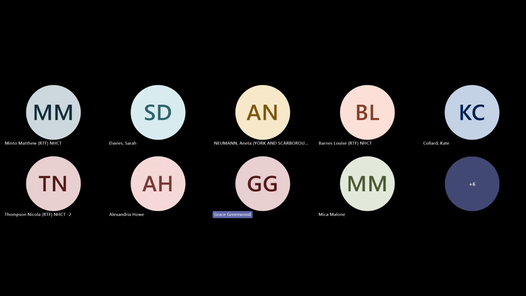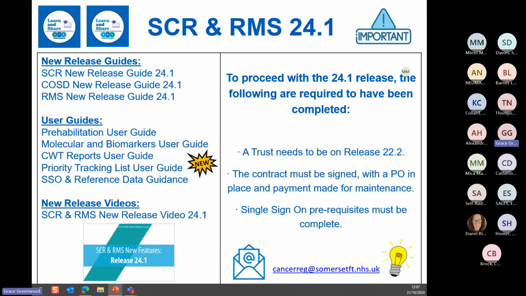So firstly, we are going to just share the new release materials that we have available for this release. On the release notes page of our customer website, our new release guides are available, and some of you may have already had a look at these. There's a guide for SCR, RMS and COSD. In addition, any relevant How Do I guides have been updated for the release, and newly created guides in relation to this release are shown to the left-hand side of this screen.